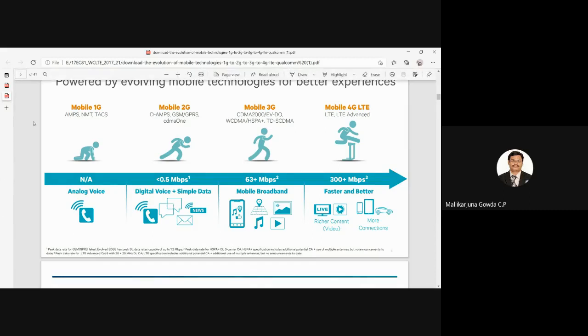Then in 4G, 300 plus Mbps. In 5G, it is in terms of Gbps. That is the next version. Okay.